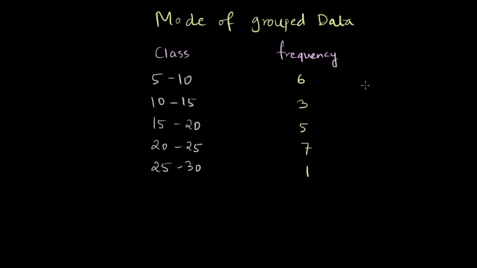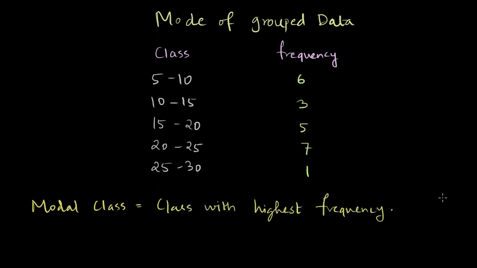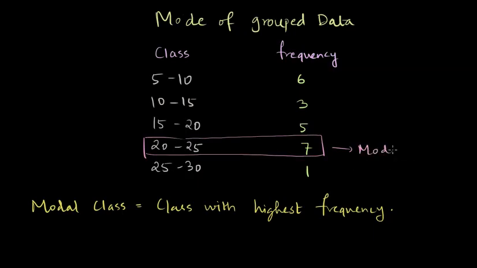Now the first step in order to find the mode of the grouped data is to find the modal class, and the modal class is the class with the highest frequency. We can see here that the class with the highest frequency is the one with frequency 7, because that's the highest frequency, and 20 to 25 is the class where there are most observations, and therefore this is the modal class.